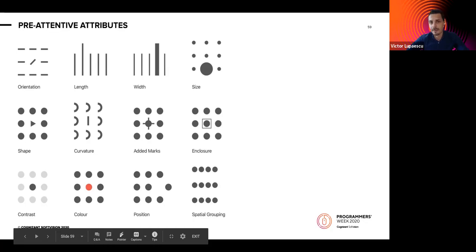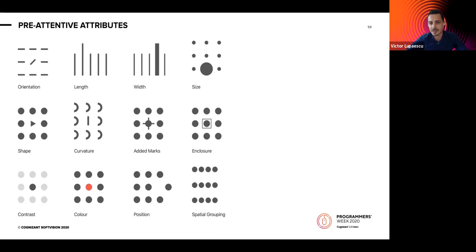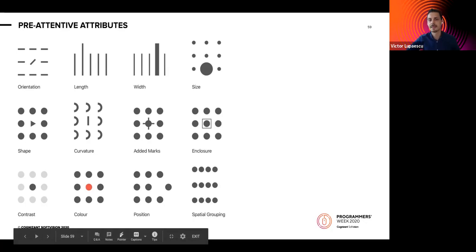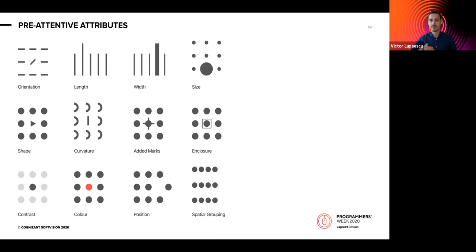Orientation, length, width, size, shape, curvature, added marks, enclosure, contrast, color, position, and spatial grouping. So you'll see that in any example that you look at here, one element stands out from the others, with the exception of spatial grouping, where you can see that the elements are somehow grouped into pairs. So all of these can be used, but keep in mind that some are quantitative, some are not.